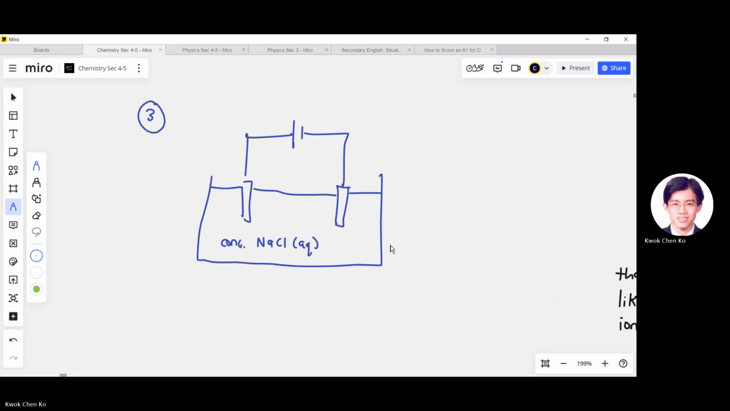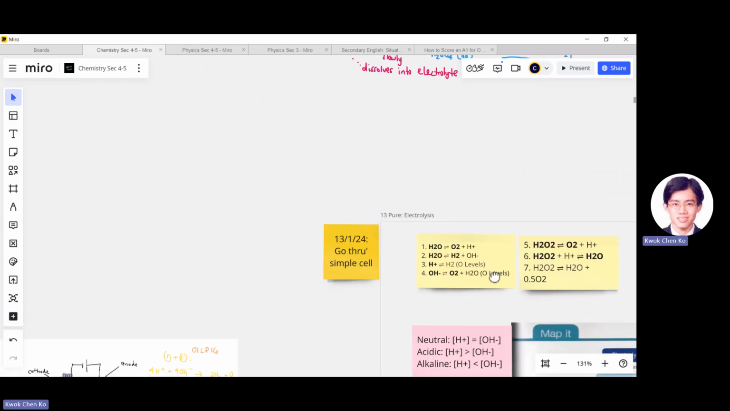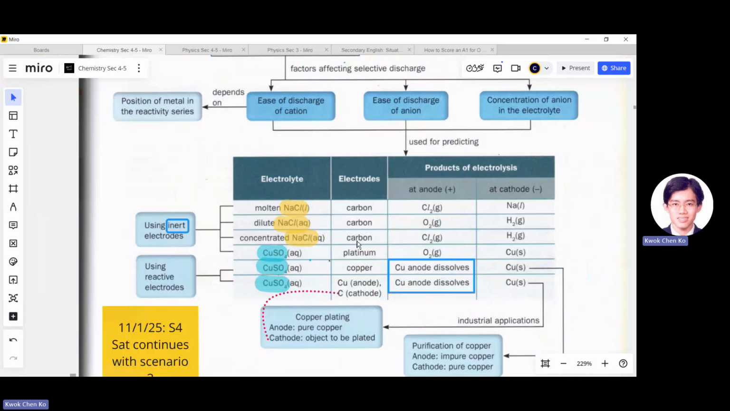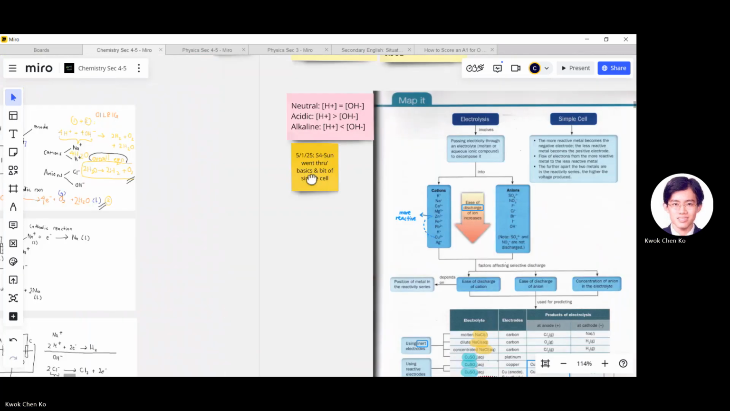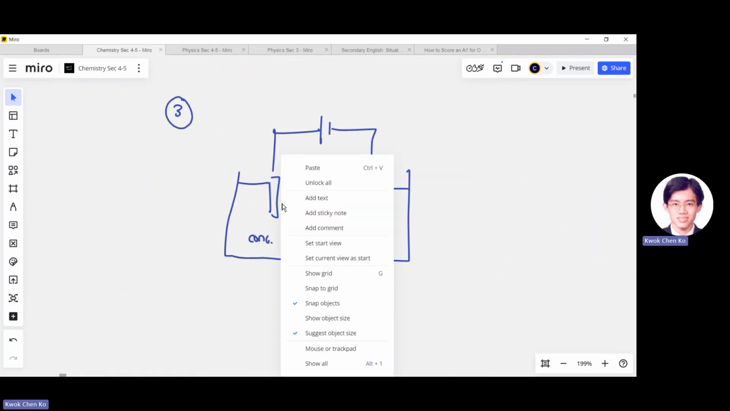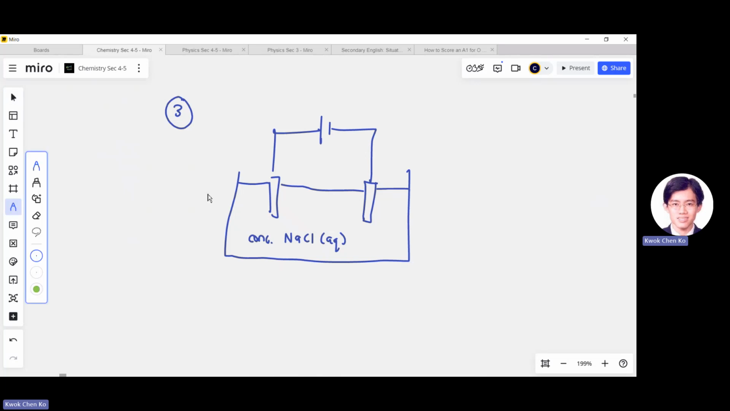What else do you know? What electrodes are being used? I think they use carbon. Yes, okay, carbon electrodes. But actually, it's usually not carbon itself, it's graphite. Okay, never mind, I just write in carbon electrodes. Just know that carbon electrodes are usually inert. Usually.